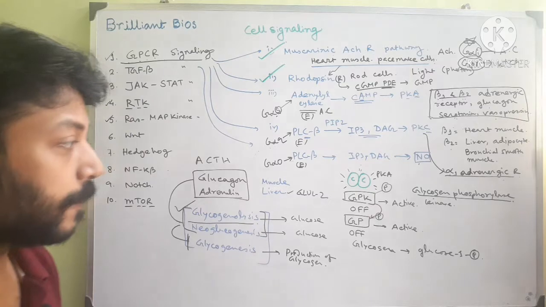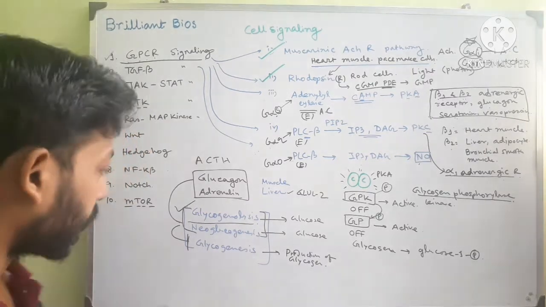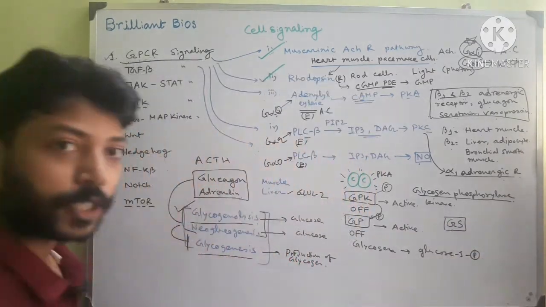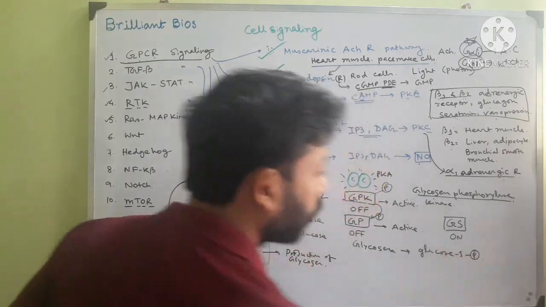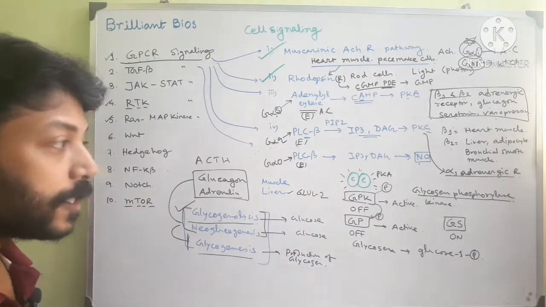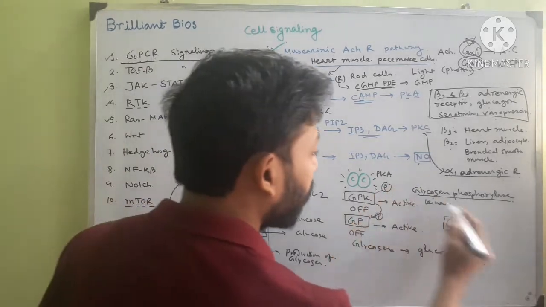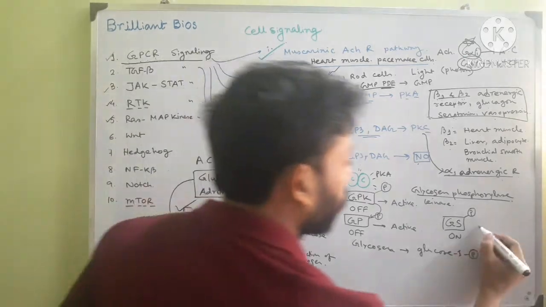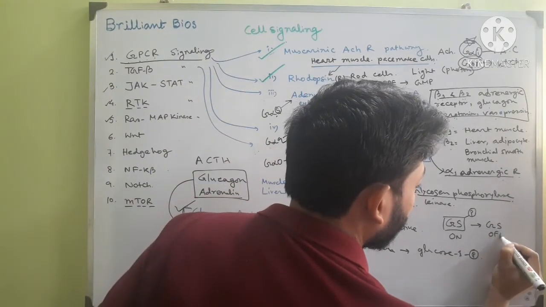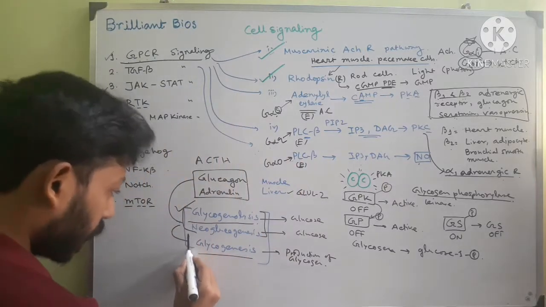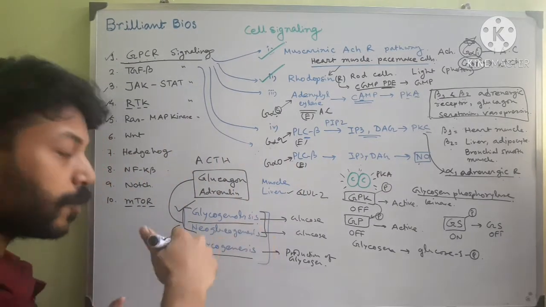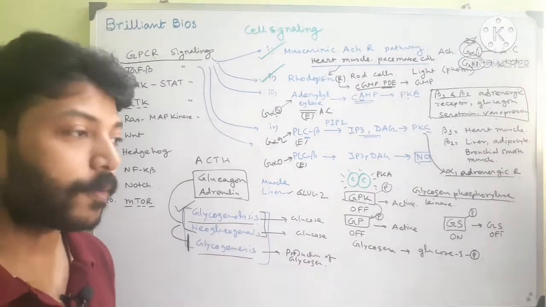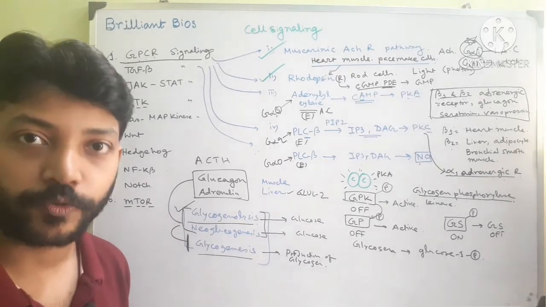But here another thing is there, an enzyme called glycogen synthase that helps in glycogenesis, the synthesis of glycogen. This enzyme is in on state. Now this enzyme should be off. Then this PKA phosphorylates this GS, glycogen synthase, and GS becomes off. So glycogenesis is inhibited, but glycogenolysis is promoted. Another thing is gluconeogenesis. That means production of glucose from other 3 carbon molecules like pyruvate, lactate.